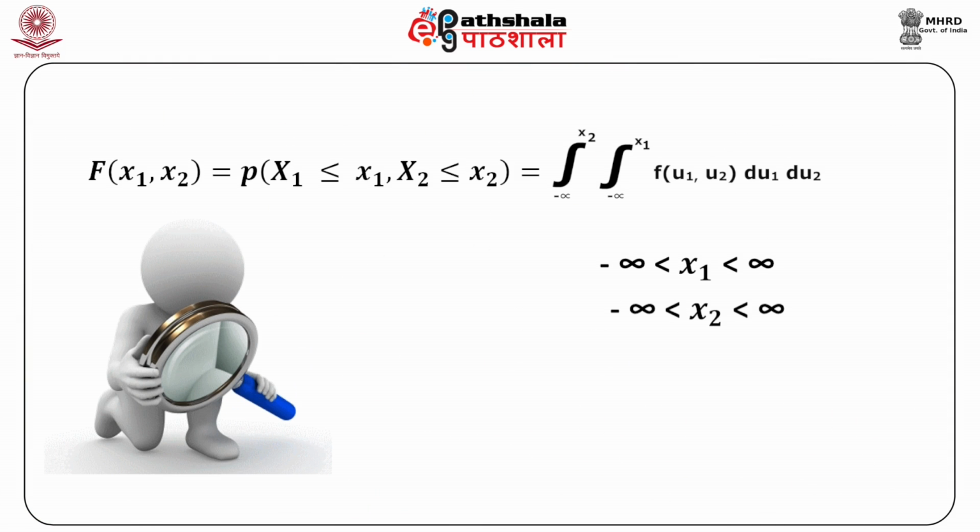In case of the bivariate distribution, F(x1, x2) is equal to the probability of X1 less than or equal to x1 and X2 less than or equal to x2, which is equal to the integration from minus infinity to x2 of the integration from minus infinity to x1 of the function f(u1, u2) du1 du2, where x1 lies between plus infinity and minus infinity and x2 also lies between plus infinity and minus infinity, where f(u1, u2) is the value of the joint probability function of x1 and x2 at u1, u2.